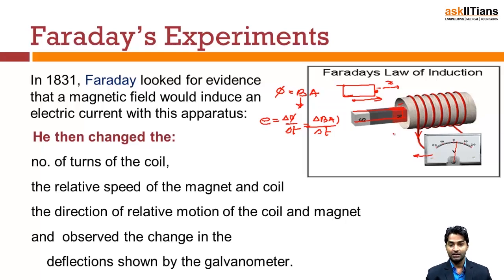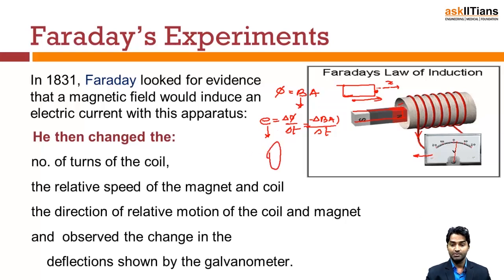Area remains constant. So the deflection produced is just the EMF, and it is of opposite nature, and due to that EMF there could be some current. Now the second point: it also depends on the number of turns.